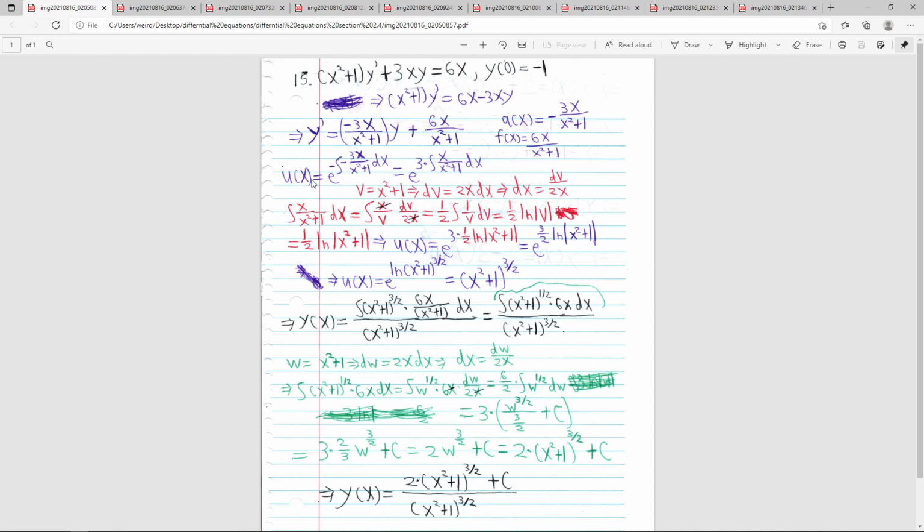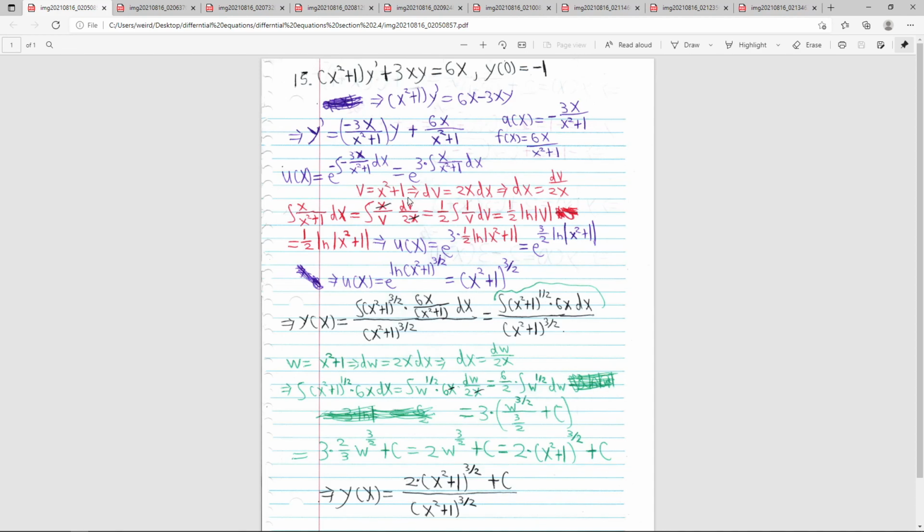But first we have to do u of x. So basically, u of x is equal to, that's why we need v substitution, because it's negative 3 to the 3x by x squared plus 1. So negative, we can get negative 3 out times negative 1, so it's 3 times the integral of x divided by x squared plus 1 dx.